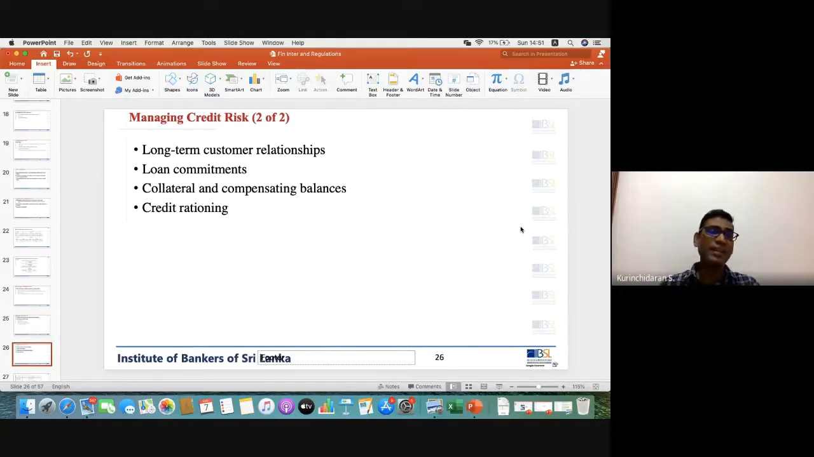And finally, credit rationing, right? Banks can decide how much they are going to fund for project A and how much they are going to fund for project B. Through that, they can minimize their credit risk.